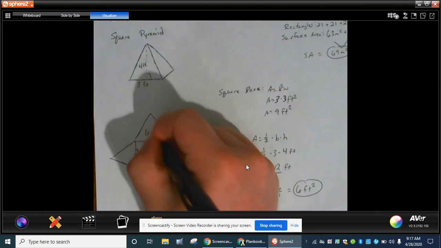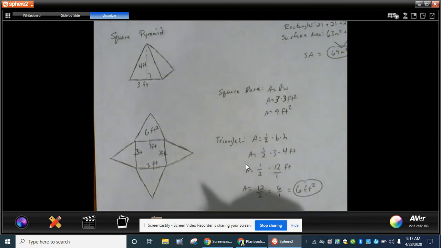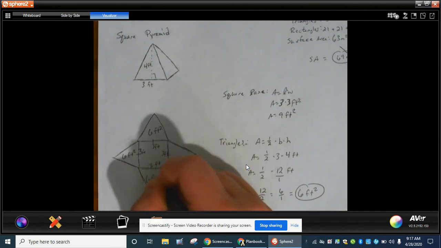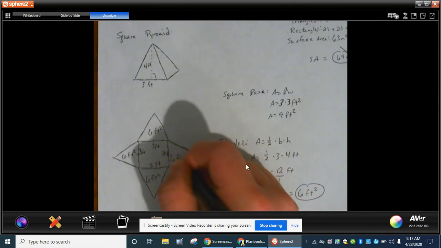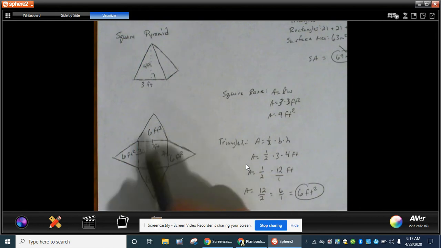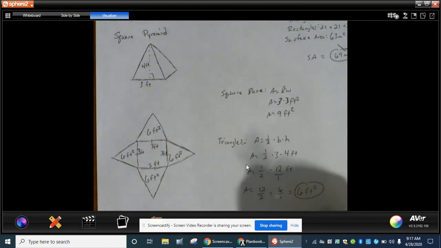So 6 square feet. That means this is 6 square feet, this is 6 square feet, and this is 6 square feet. So I have 4 of those. 6 plus 6 plus 6 plus 6 is going to be 24.